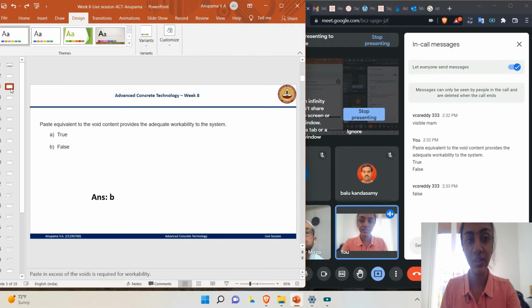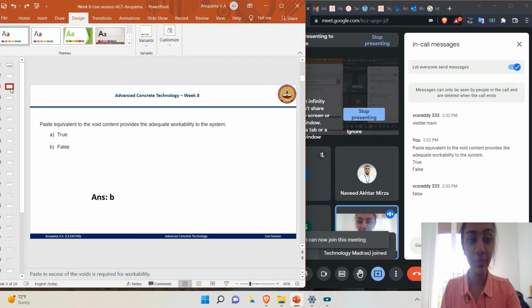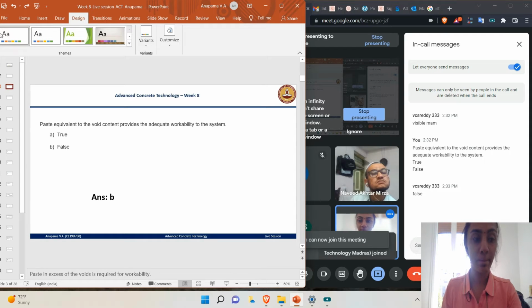So if we are just giving the paste equivalent to the void content, then the voids will be filled. That's all. It will not be contributing to the workability of the system. So in order to provide workability, we need the paste content which is more than the void content of the system. So the statement given here is false. Okay, moving on to the next question.